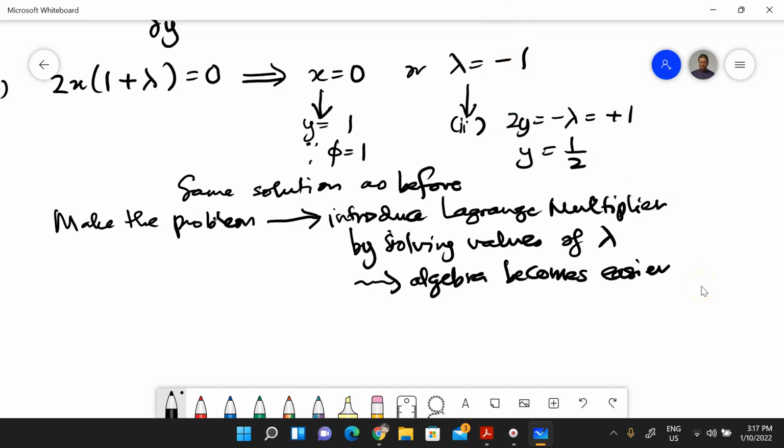Why solving for values of lambda is going to be easier is because, remember, when you do this implicit differentiation, if you do it for the general case, you find that you need to do some algebra to solve for things. But if you include values, then the problems get easier. So in this particular case, the calculation gets easier because you are solving for values of lambda.